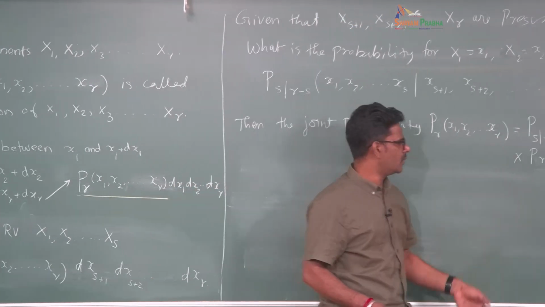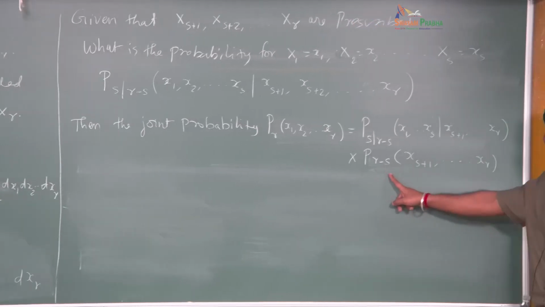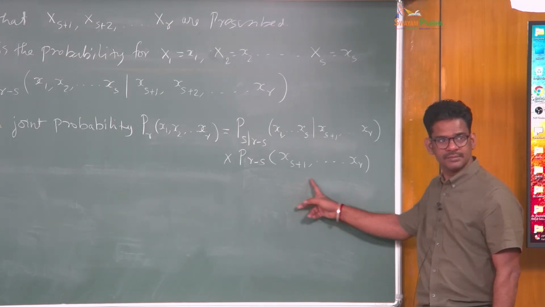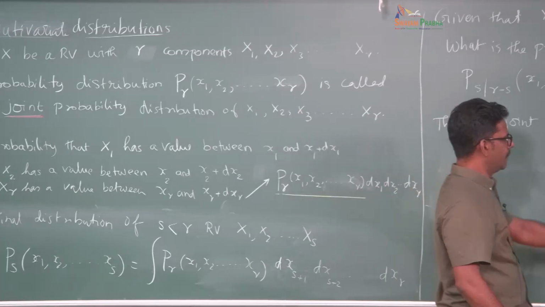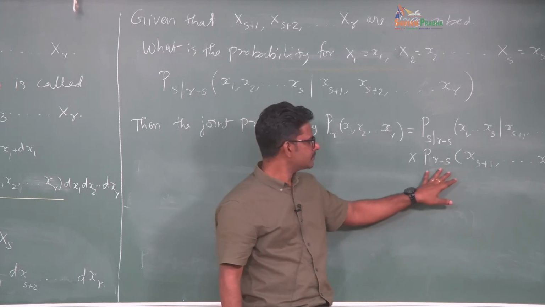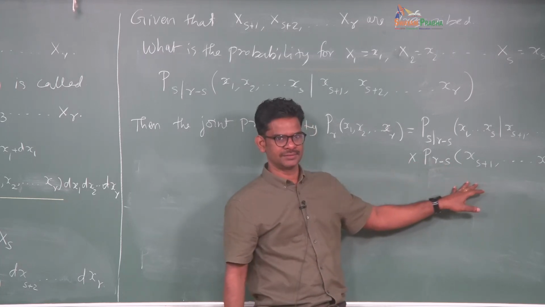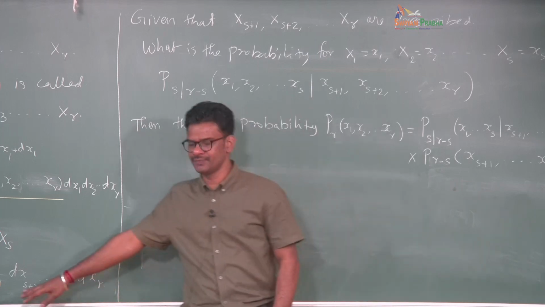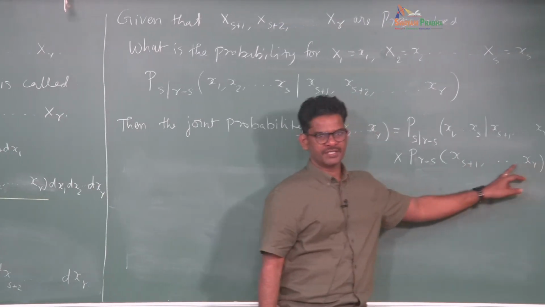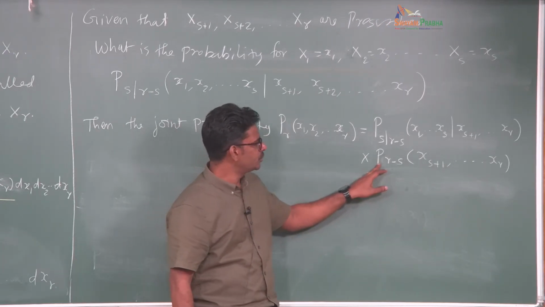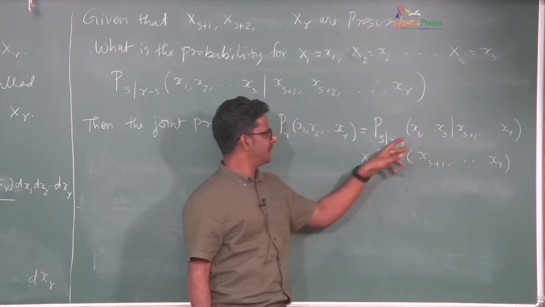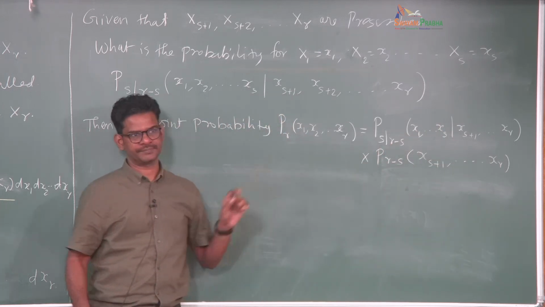So you say what is the marginal distribution of R minus S variables, that is this. How do you get this one? You will get this one by integrating out the joint distribution function from x1 to xs. This is the opposite of what we did here. So you will get a marginal distribution of all the remaining R minus S variables. Conditioned on these prescribed variables, you have this conditional distribution. When you take a product of that, you get the total distribution function.